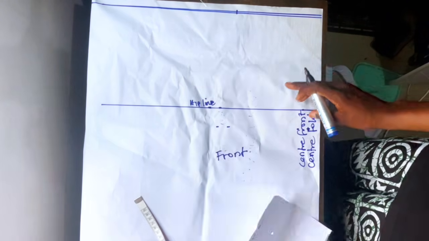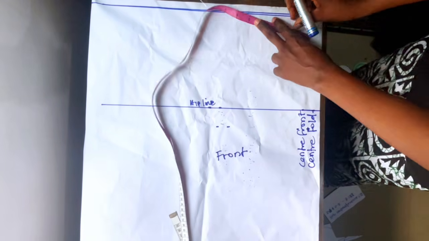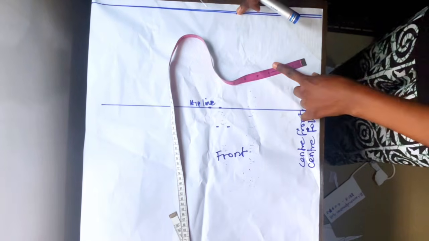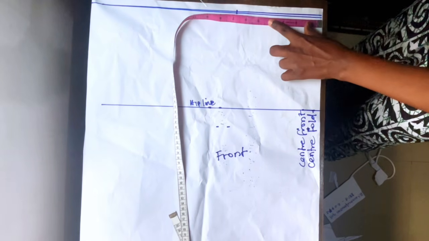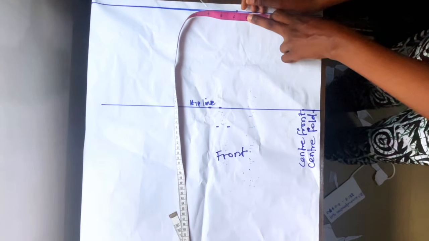So 10.25, I've marked this whole place. So that is what we're going to be measuring. And then we're going to be adding allowance. Remember, I taught us about seam allowance. So this is where our seam line is going to be. But then we must add allowance to that seam line. So you see, I've added 6.75.